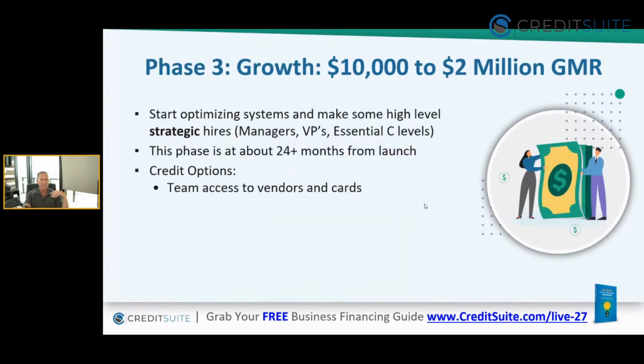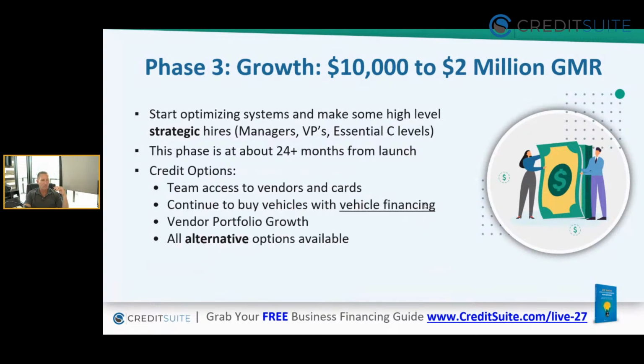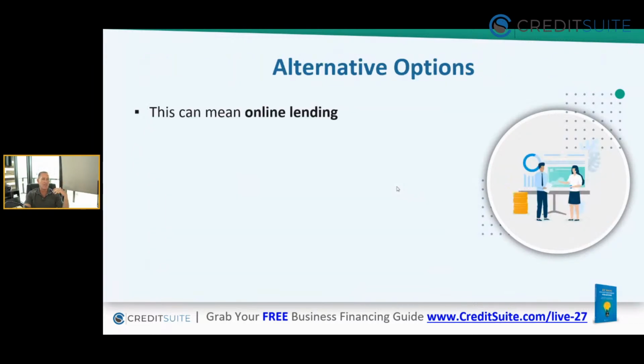So now we're at $10,000 a month to $2 million in revenue. And in this phase, we want to continue to build our business credit profile. We want to look at financing without a personal guarantee. We want to get to SBA loans and term loans with longer terms. Okay, so there's a lot of things that we want to do here.